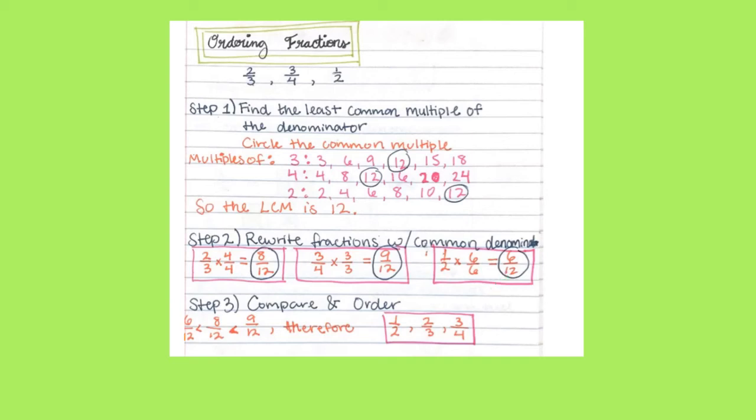Now that we have a common denominator, we can move on to step 3, compare and order. We know that 6/12 is less than 8/12, and 8/12 is less than 9/12. Therefore, if we are going to order our fractions from least to greatest, we have 1/2, 2/3, and 3/4. Now, what if we want to compare a fraction to a decimal?